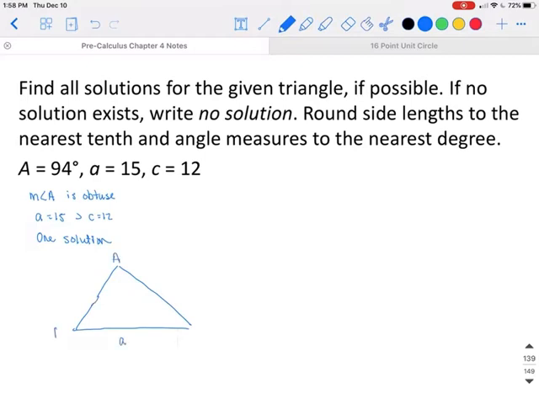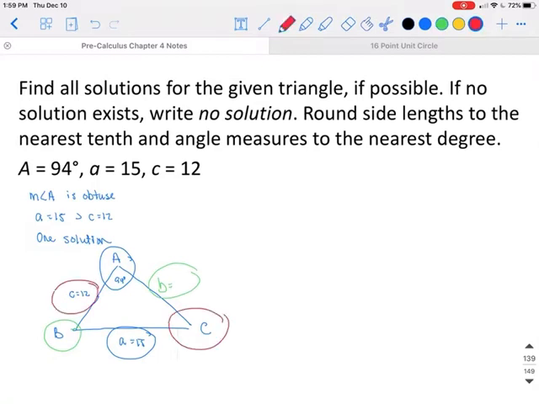Let's let this be angle A. So this is side A. We'll let this be B, this be C. I know that angle A is 94 degrees. Side A has a length of 15. Side C has a length of 12. And now we just need to solve this triangle. We do know angle A and side A go together, angle B and side B go together, and angle C and side C go together. So let's find angle C first.